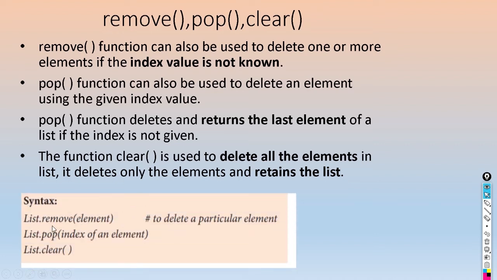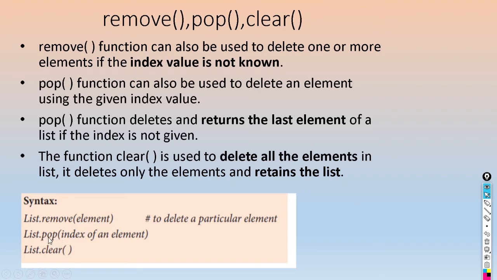And next, we shall see the syntax. List dot remove of element. So this is the function. We have to write the list name first, dot, then write the remove function, and within parentheses, since it is a function, we should write parentheses, not square brackets. Then write the element which you want to delete.